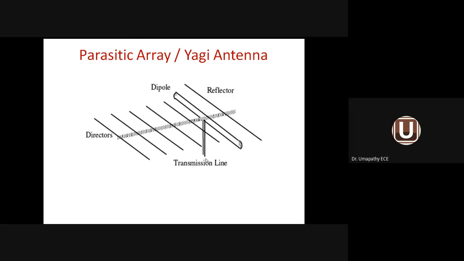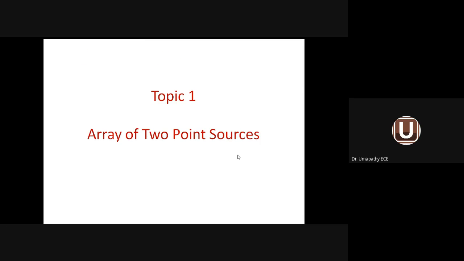And this one is the transmission line which feeds the signal. So this antenna contains only one active element but a number of parasitic elements. So the array antenna is called parasitic array antenna. The application of this antenna is for TV communication, TV broadcasting. This antenna was used in the olden days, but nowadays we are using a different antenna called dish antenna. So, types of antenna array.